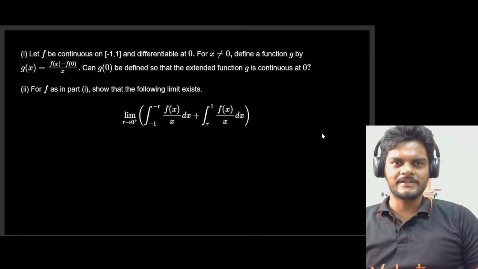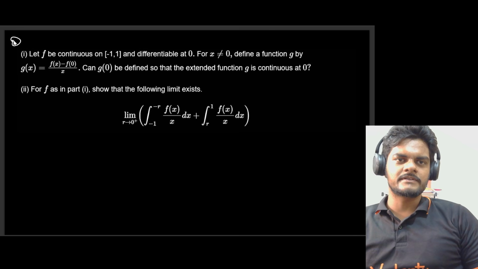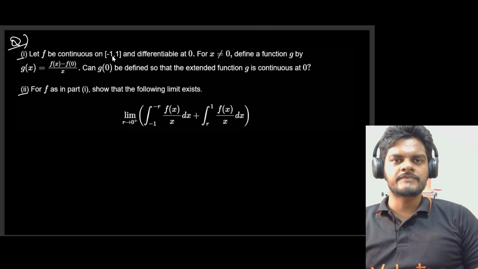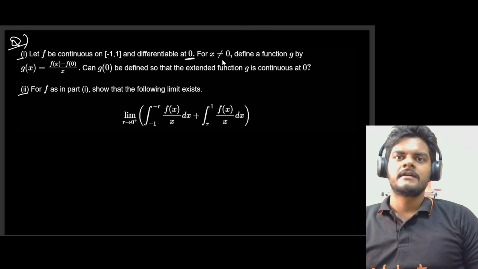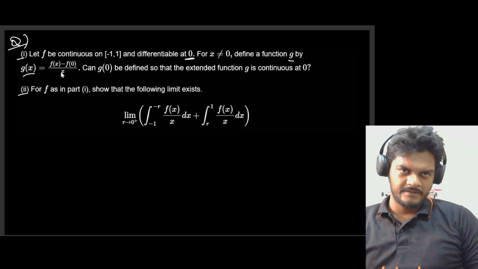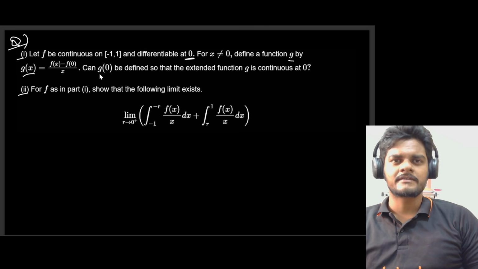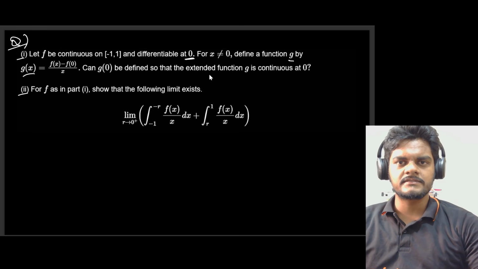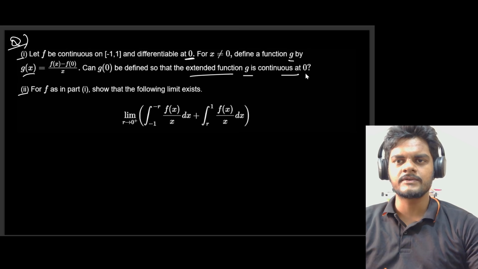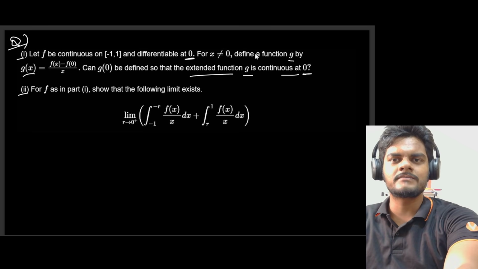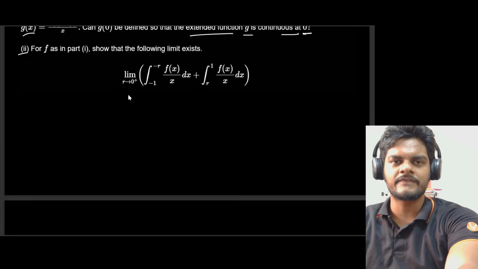Look at this question. Let f be a continuous function on -1 to 1, and it is differentiable at 0. That is important. For x not equal to 0, define a function g such that x cannot be 0 because x is in the denominator. Can g of 0 be defined so that the extended function g is continuous at 0? That's the question. It is not defined at 0, so how do we define g of 0?